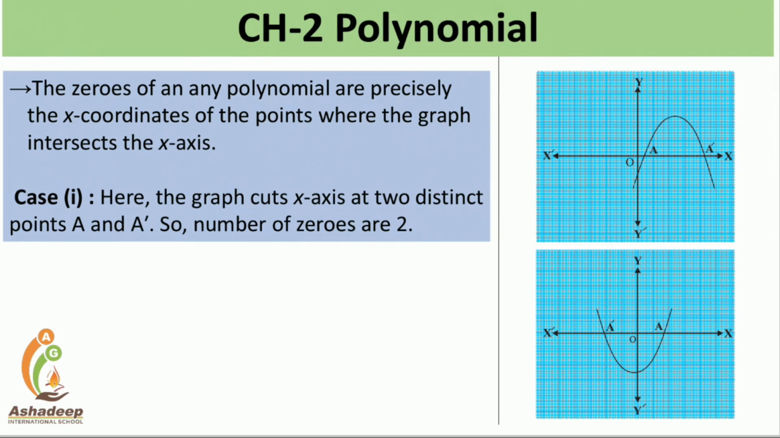Now the zeros of any polynomial are precisely the x coordinates that I already said. If it touches the x-axis at 2 points, then it has 2 zeros, right? Here it touches the x-axis at 2 points. From this graph, what can we say about a? So for the first graph, a is less than 0. For the second graph, a is greater than 0.